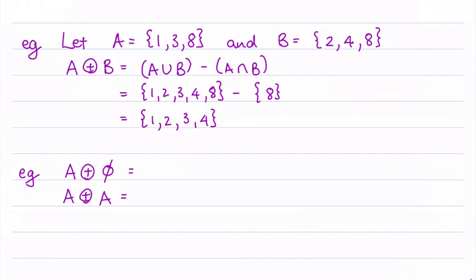So let's think about what happens if we've got any old set A and we're taking the symmetric difference with the empty set. Well, we want all the elements that are in A that are not in the empty set, and all the elements in the empty set that are not in A. Well, there aren't any elements in the empty set, so we must just get A back. On the other hand, if we look at the symmetric difference of A with itself, well, we need all the elements of A that are not in A, and that is obviously going to be the empty set, because there are no elements that are in A that are not in A.